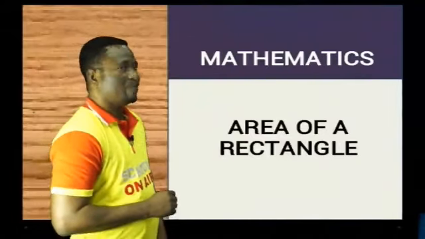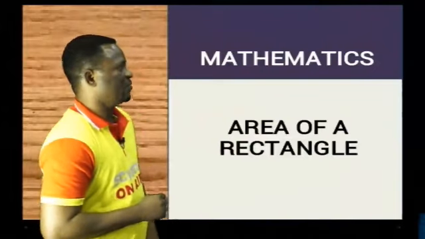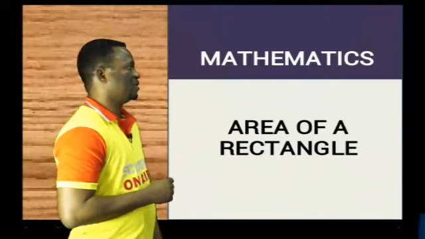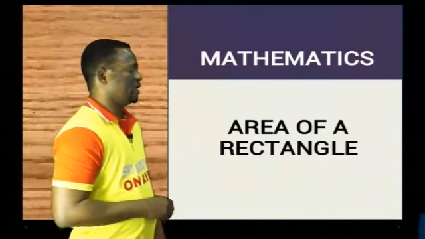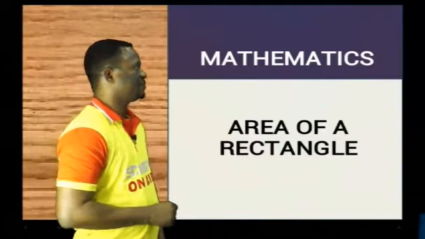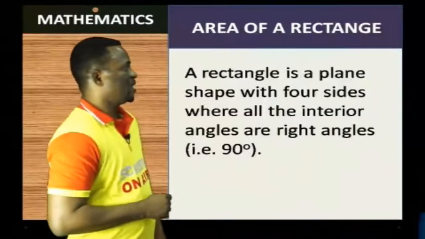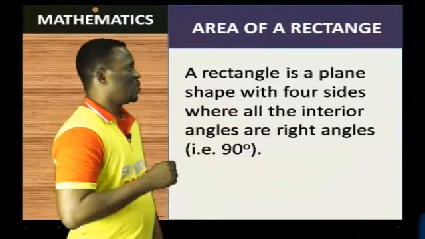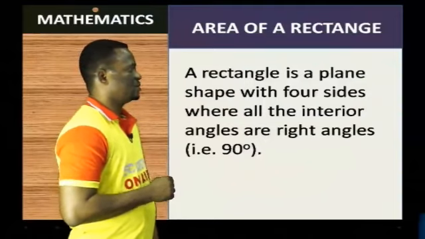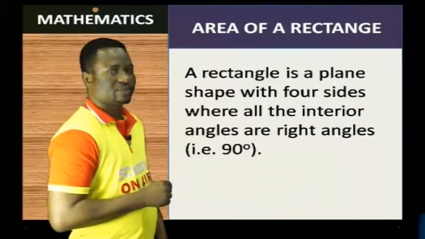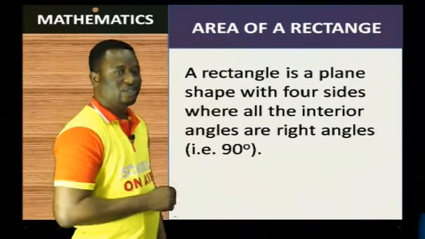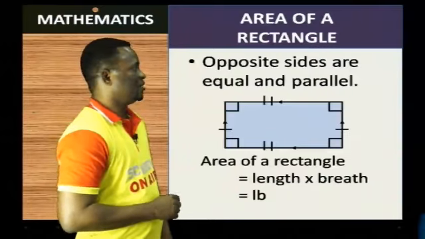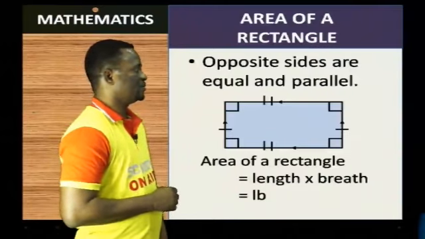Now we want to go to another plane shape, and the name of that one is rectangle. This is also a popular shape or figure in mathematics. A rectangle is a plane shape with 4 sides where all the interior angles are right angles, that is 90 degrees.